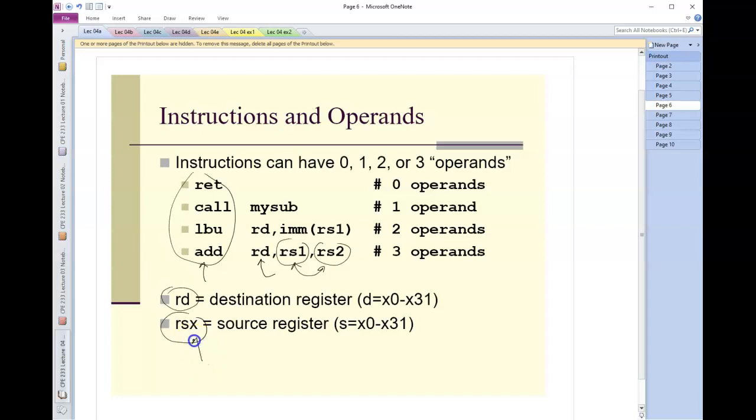Typically, this X means it can be any register. Typically, you can use any of these registers as a source. Actually, I shouldn't have put an X0 there, because as you'll see, X0 is not writable. X0 is a register that always has a value of 0 associated with it. So that means you can't write it, but you can read it. You can use it as a source, which you'll see later.